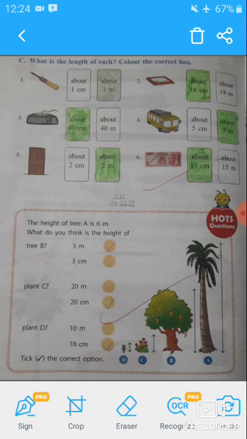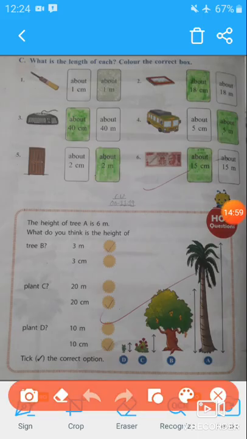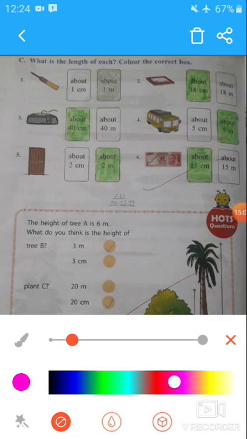So students, look here. Question number C. What is the length of each? Color the correct box. So students, here you will color the correct box by finding the length of each object. So here this is a cricket bat. So what's the length of cricket bat? About 1 centimeter or about 1 meter. So here about 1 meter is correct. So it is already colored here.